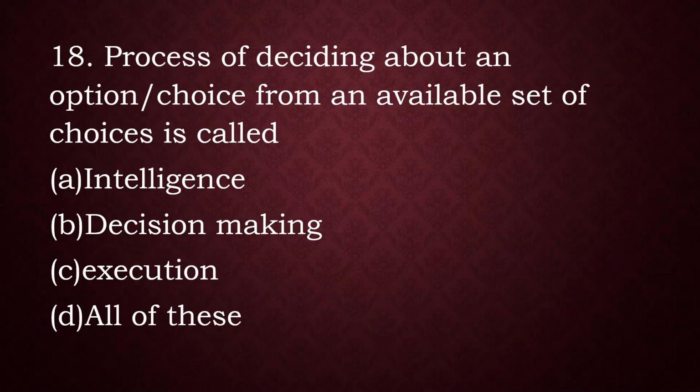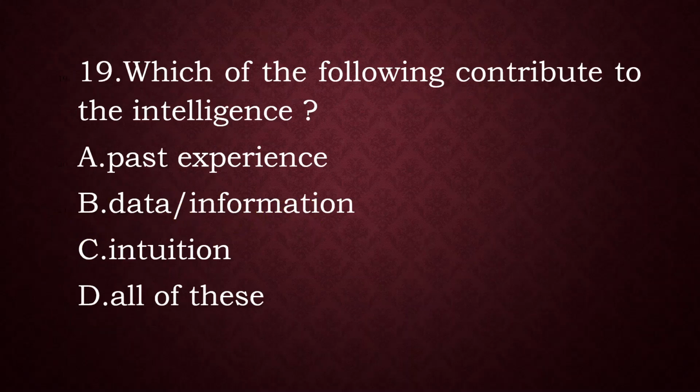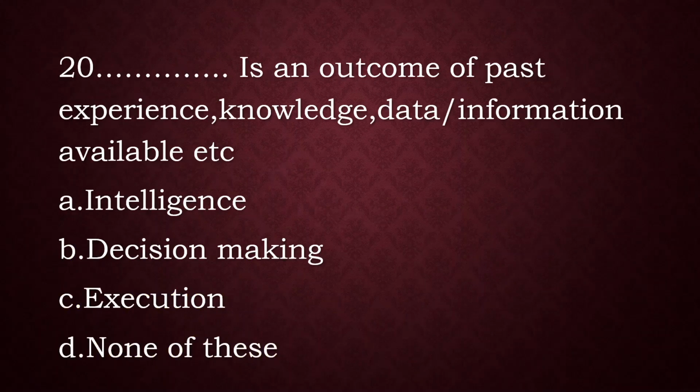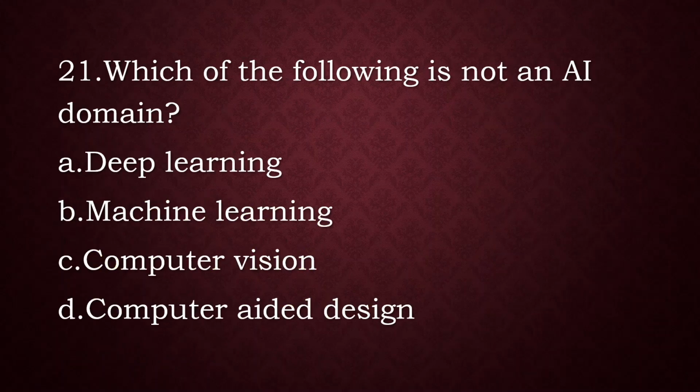18th, the process of deciding about an option or choice from an available set of choices is called decision making. 19th, which of the following contributes to intelligence? All of this, that is past experience, data and information, and intuition. 20th, dash is an outcome of past experience, knowledge, data, information available. Decision making. 21st, which of the following is not an AI domain?